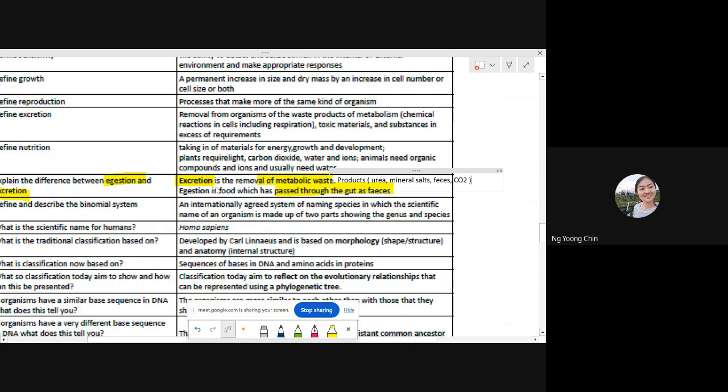So excretion is a general term, just describing that the waste products are removed away from the body. But whenever we talk about egestion, they only focus on the removal of the feces only. That's all.